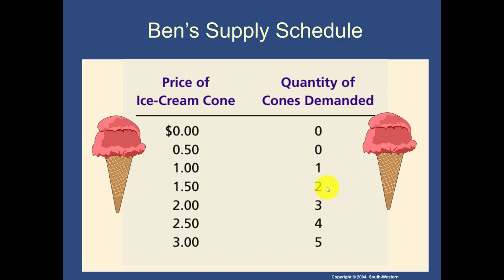Free. You as a supplier, not that foolish. You ain't giving away nothing for free because it costs you money to set up and to make. So how much do you supply? $0. Zero ice cream cones. Zero. You ain't into charity here.